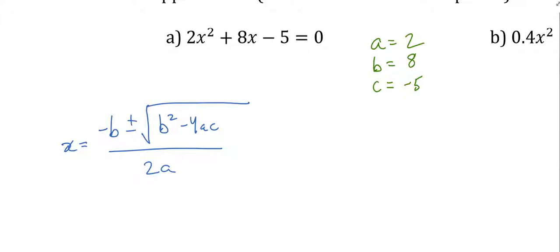People miss the minus out front. People miss the plus minus. People sometimes miss the a on the bottom or the b squared on the inside. Like when you have to memorize it, you're going to have to really know it, right?